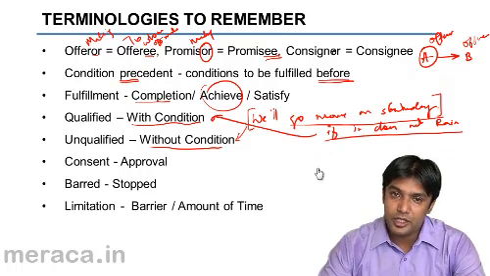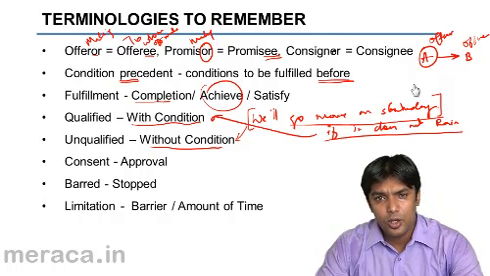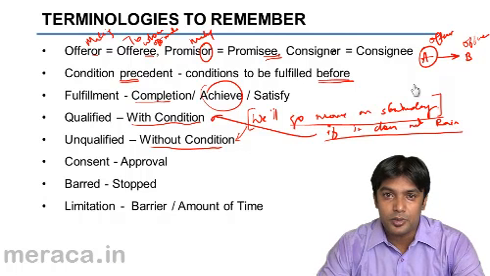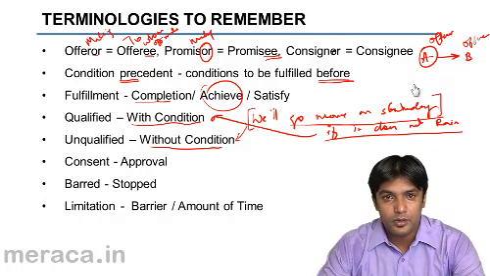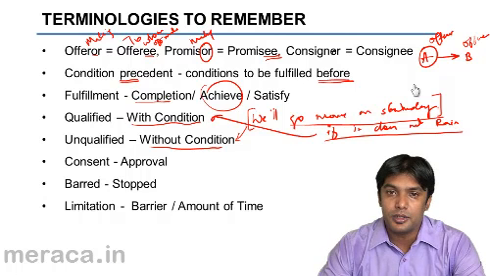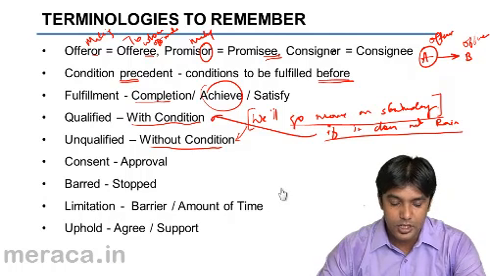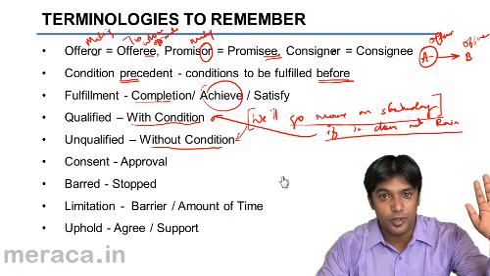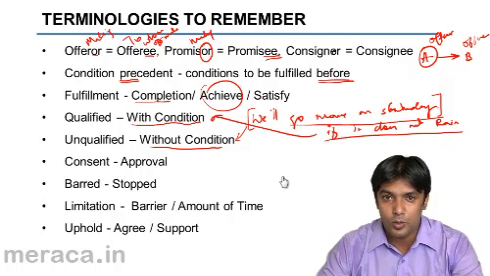The next term is limitation. Limitation is usually a barrier or an amount of time. In law, there are certain procedures that are followed. If there is a crime that happens, you're supposed to report it, or you're supposed to go to the court within a specific period of time. This period of time is mentioned as limitation. If you cross the time, you are not allowed to go to the court. The next term is uphold. Similar to how the word sounds, uphold means I agree, upholding the hand. When you provide support, you mention I uphold.